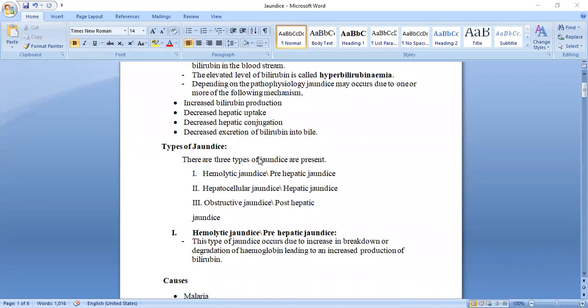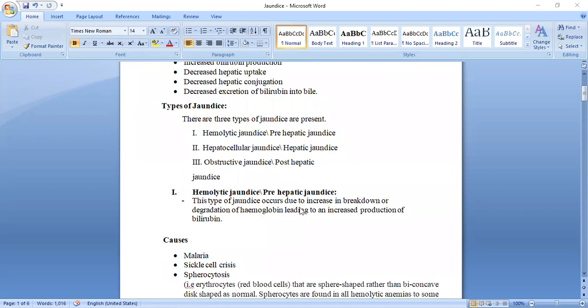Now see the types of jaundice. There are three types. Hemolytic jaundice, also called pre-hepatic jaundice; hepatocellular jaundice, also called hepatic jaundice; and obstructive jaundice, also called post-hepatic jaundice. So three types: pre-hepatic jaundice, hepatic jaundice, and post-hepatic jaundice. We will see them one by one.